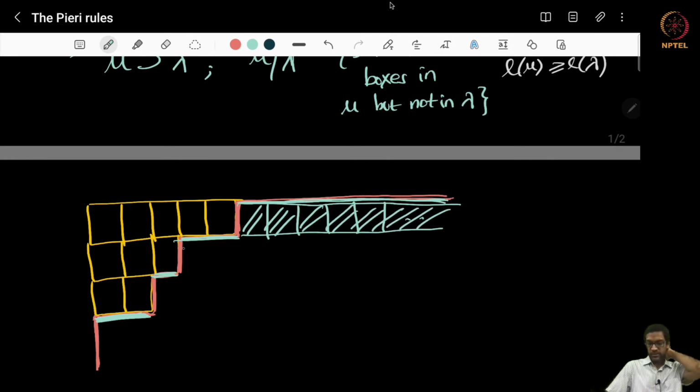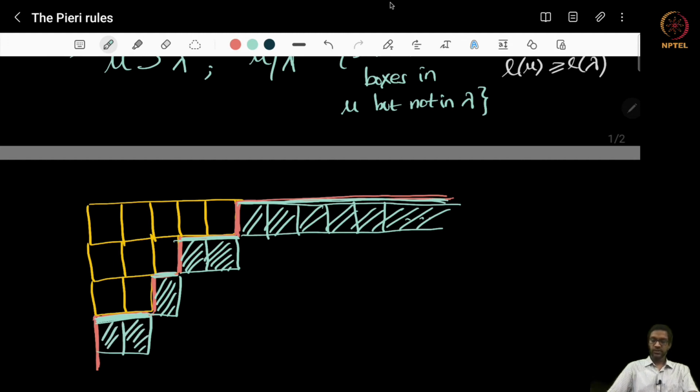Now look at this, the next horizontal part. There are two cells which are outside lambda which share that horizontal segment in common. Now this one has this horizontal segment, then there are two cells here. Okay, so this entire collection, and that's it. So this thing shaded in blue is what I will call the horizontal shadow.